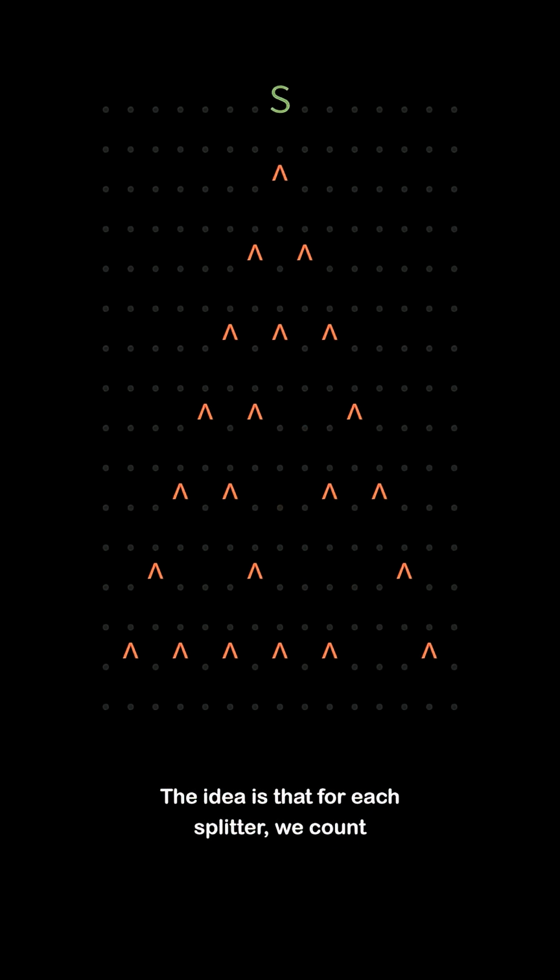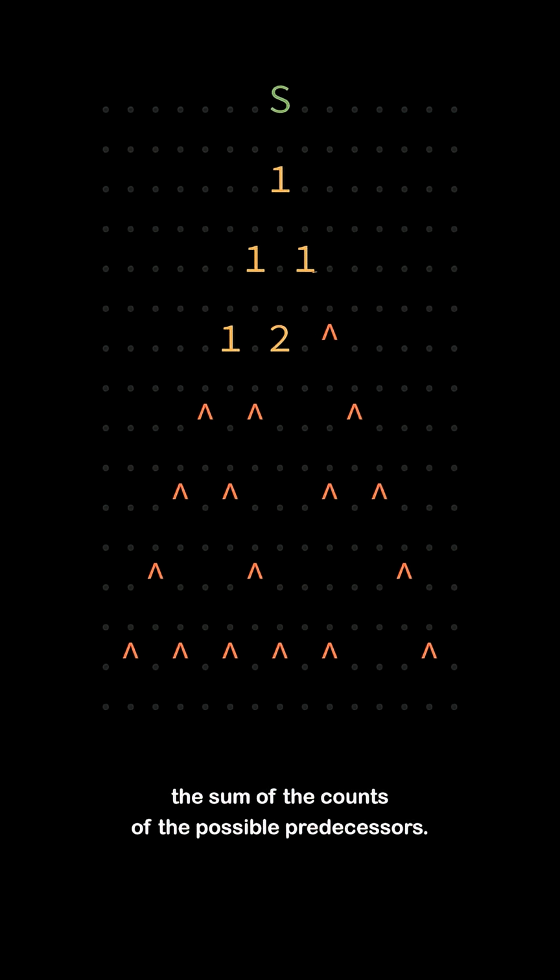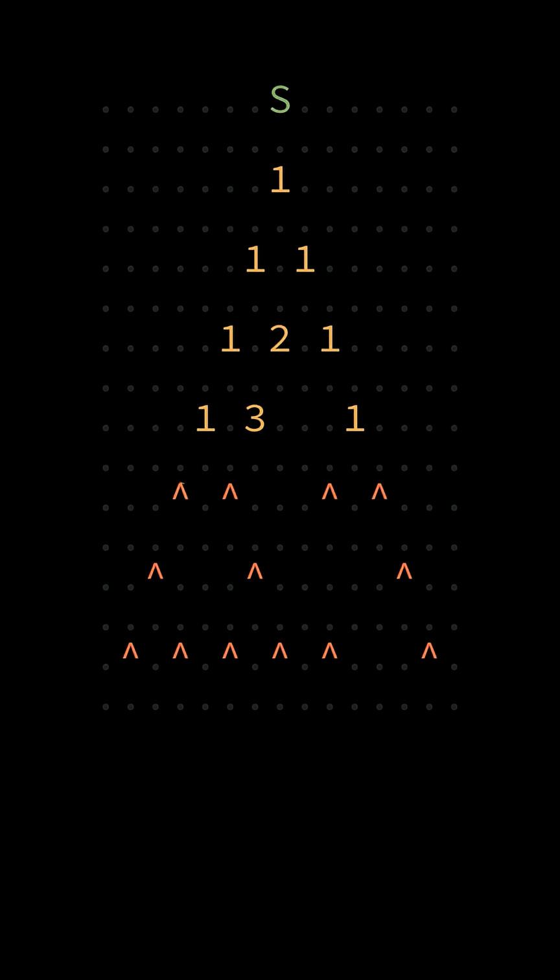The idea is that for each splitter, we count how many unique paths can lead to it. For instance, we know that the very first splitter can be reached in only one single way. Same goes for the next two splitters. But at the third level, things are different. The splitter in the middle can be reached via both splitters in the previous level, so its count should be 2, or more accurately, the sum of the counts of the possible predecessors. We proceed like this until we reach the bottom of the grid.